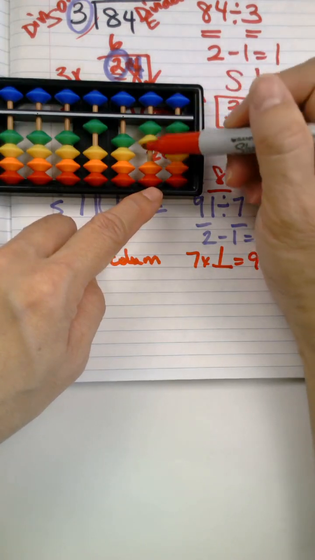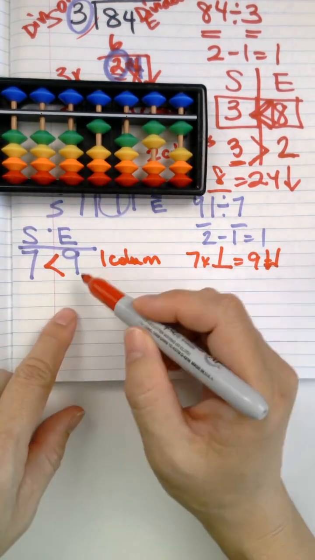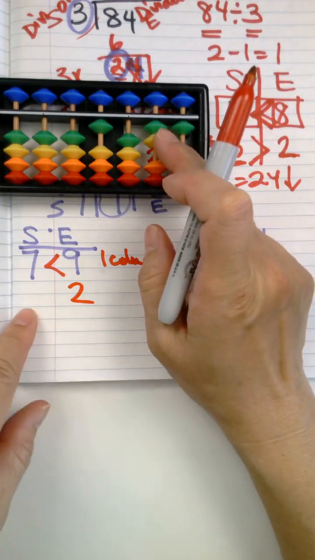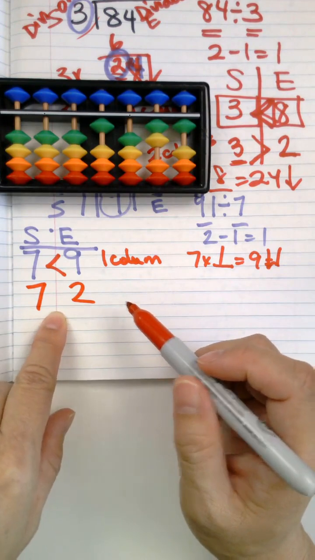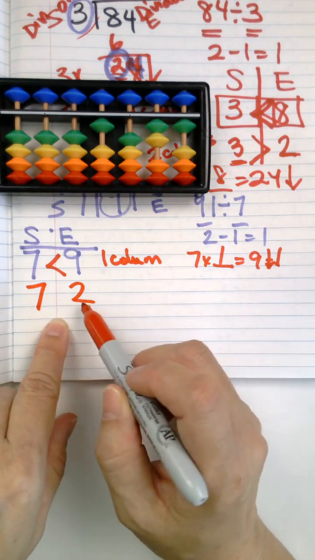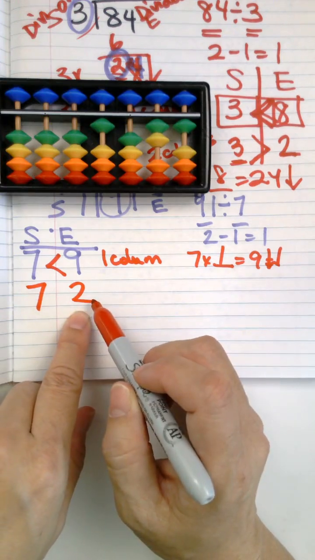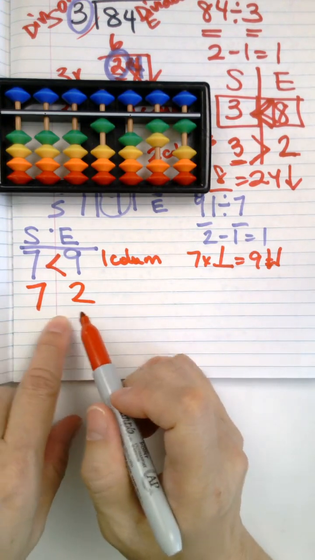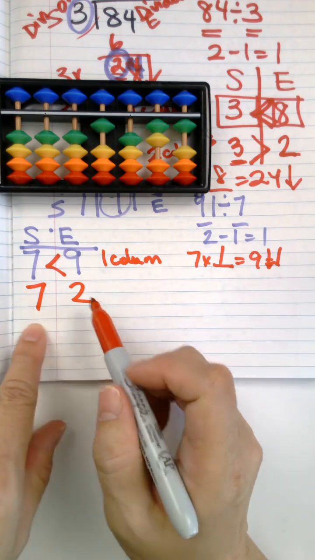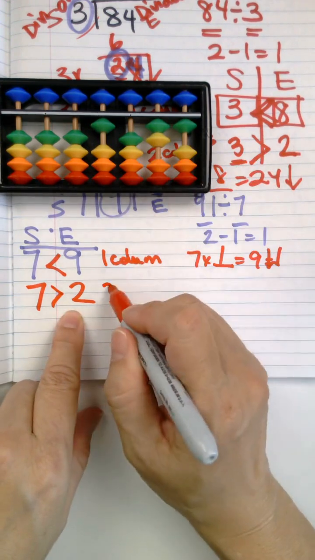My dividend is 2. My divisor is 7. Yes, Lady E. So who is bigger, my divisor or my dividend? Exactly, 7. So my 7 is bigger. So then the question is 2, right? This is where it's 2 columns.